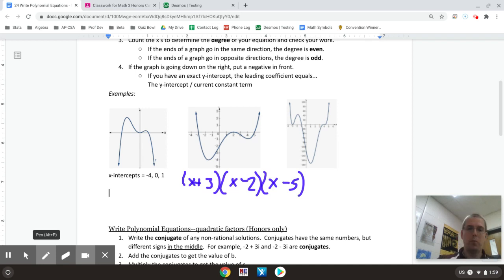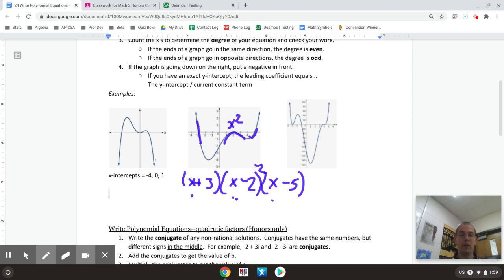When I check the multiplicity, notice the -3 goes straight through, nothing to worry about there. This one does kind of curve right there at the 2, so that looks like a parabola. So that means that factor needs a square. The factor associated with that value of 2 needs a square to take care of the multiplicity, and this one goes straight through. Now remember, you can check these by counting your x's. So this is 1, 2, 3, since it has a square on it, 4 x's. That means this is a degree 4 polynomial.